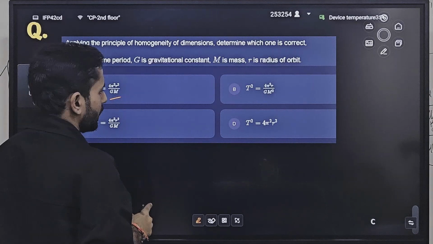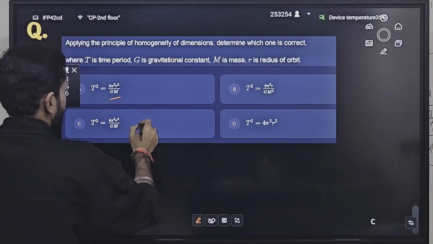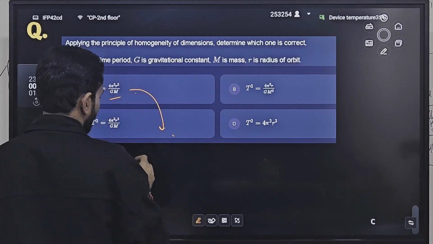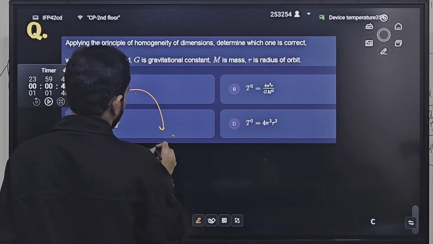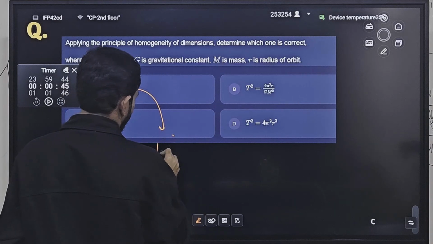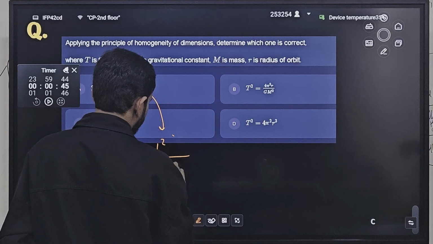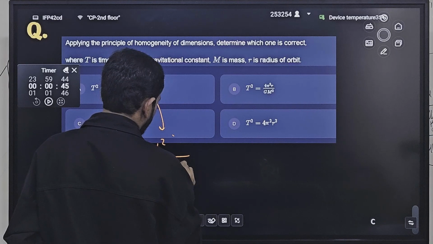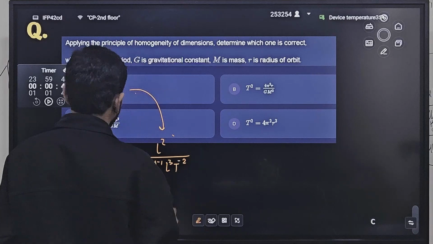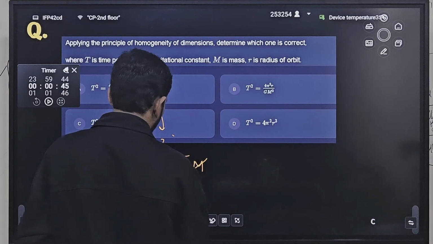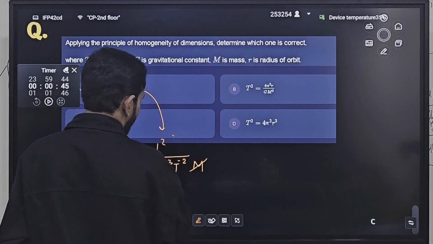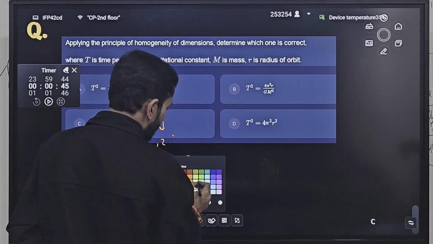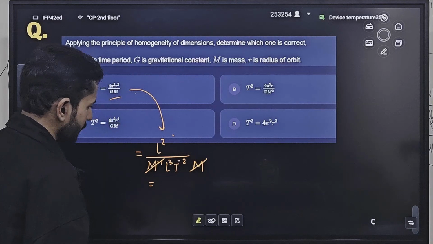So let's analyze any single equation and it will give you an idea about all of them. Let's take this one. On the left hand side, we have to make T square. That is very simple. Let's try to manipulate the right hand side. If I am checking the first option, it is L square in the numerator divided by G. G is M power minus 1 L cube T minus 2, into M. M will get cancelled. What will be left? This will give you the idea of all these four options. That's why I told you to analyze this properly.